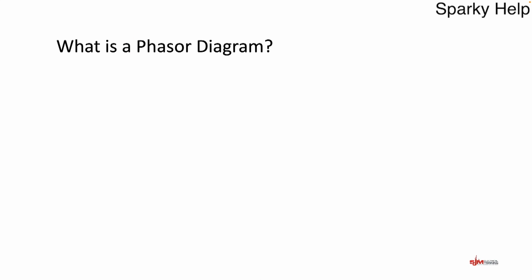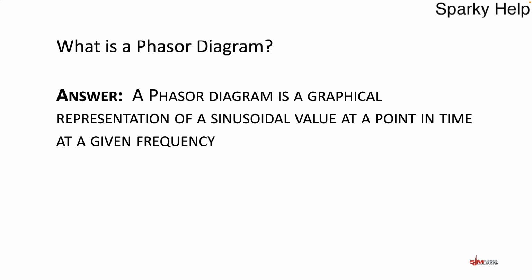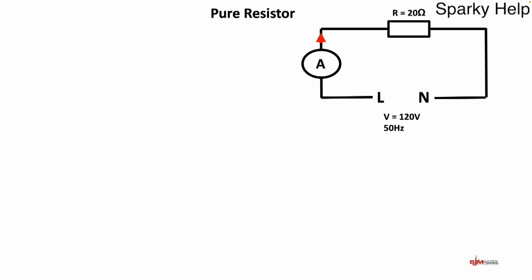So what is a phasor diagram? A phasor diagram is a graphical representation of a sinusoidal value, which is basically a sine wave or any other waveform it happens to be, at a point in time at a given frequency. So this can be a graphical method of showing just that. So as always, let's look at a particular circuit.